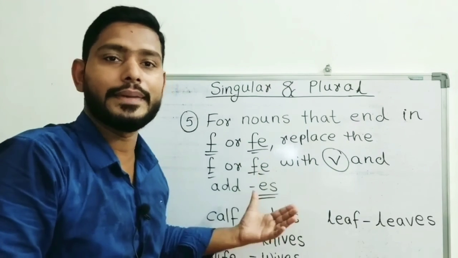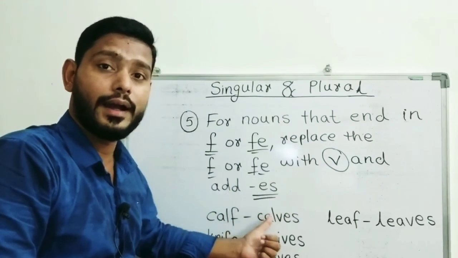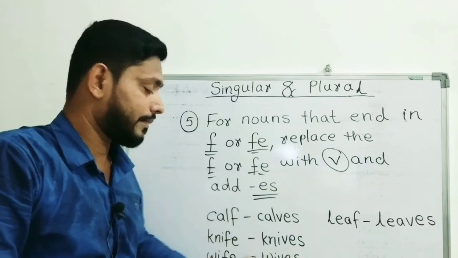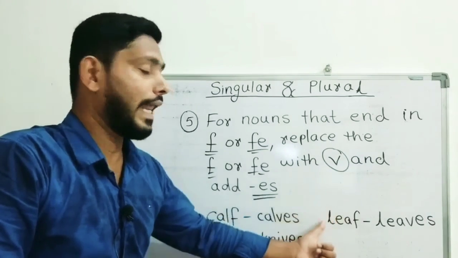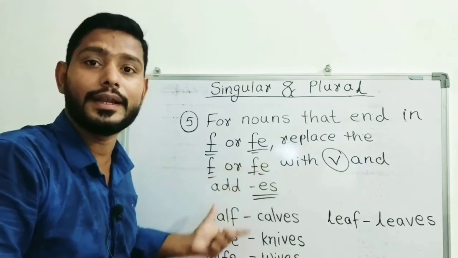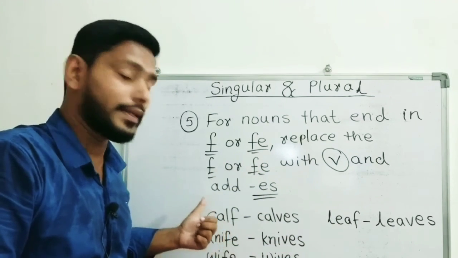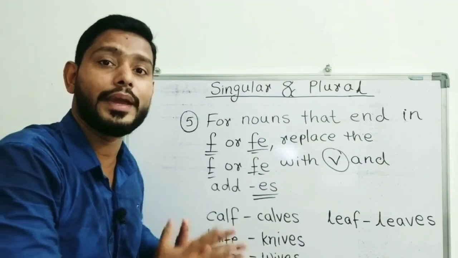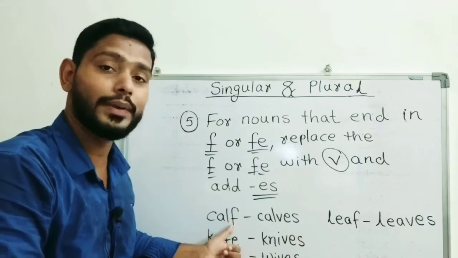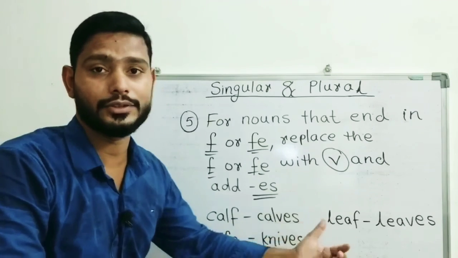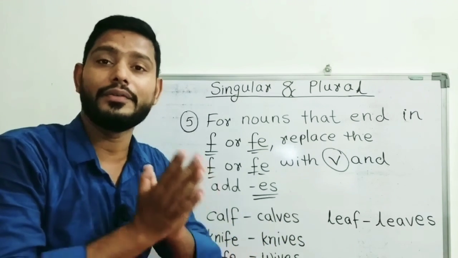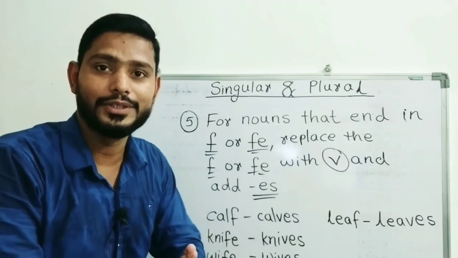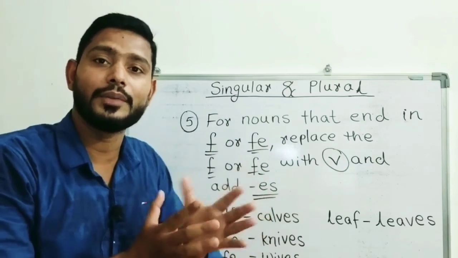So here you can see some examples like calf, calves, knife, knives, wife, wives, leaf, leaves. Here there are singular nouns that end with either f or fe. So what is the rule that we have to remember to make them plural? Yes, we just replace f or fe with ves. This is very important to remember if you are a language learner when it comes to singular and plural nouns. So this is the fifth rule that you have to keep in your mind.